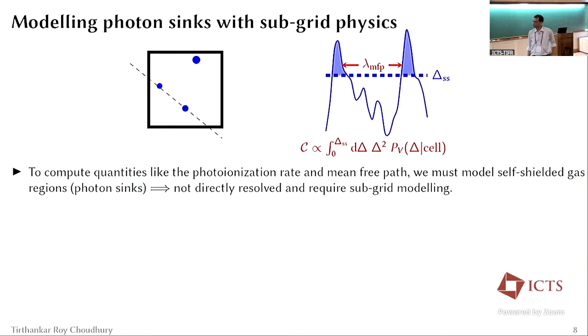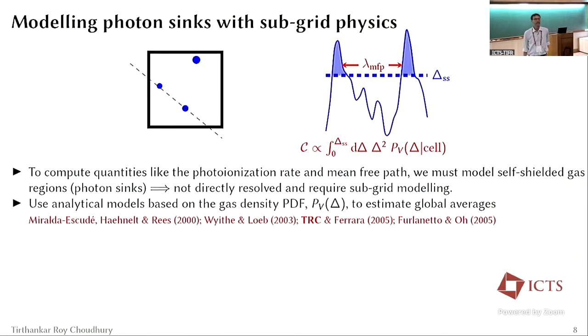So you have to do subgrid modeling, and preferably some kind of semi-analytical or analytical subgrid modeling. Of course, there exist analytical models which compute these things, like mean free path and photoionization rate, but as globally averaged values. And that is based on a model for the gas density probability density distribution. So this was known for quite some time.